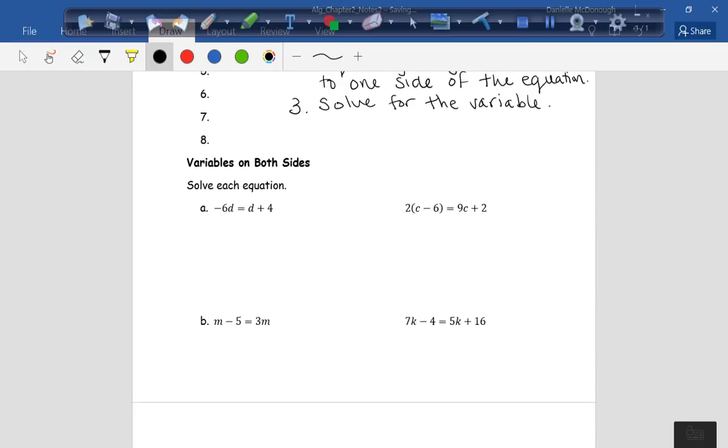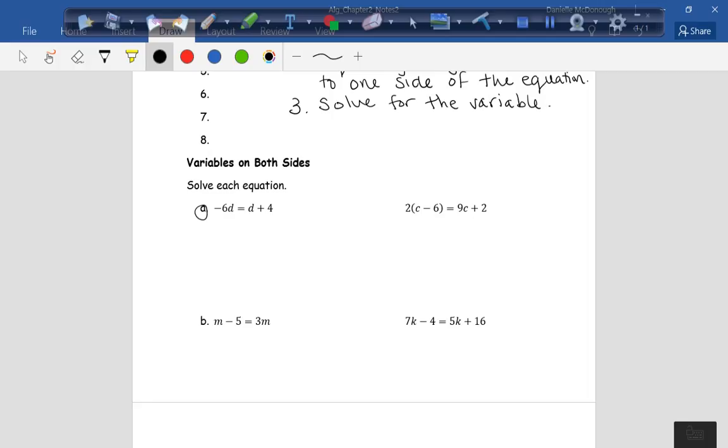So if you look at this first example, A, you're going to notice you have negative 6d equals d plus 4. And what I'm going to do first is ask myself, is there anything on each side of the equal sign that can be simplified? And when I look here, there's not. There's nothing that can be done on either side. There's no distributive property. There's no like terms to be combined on each side of the equal sign.